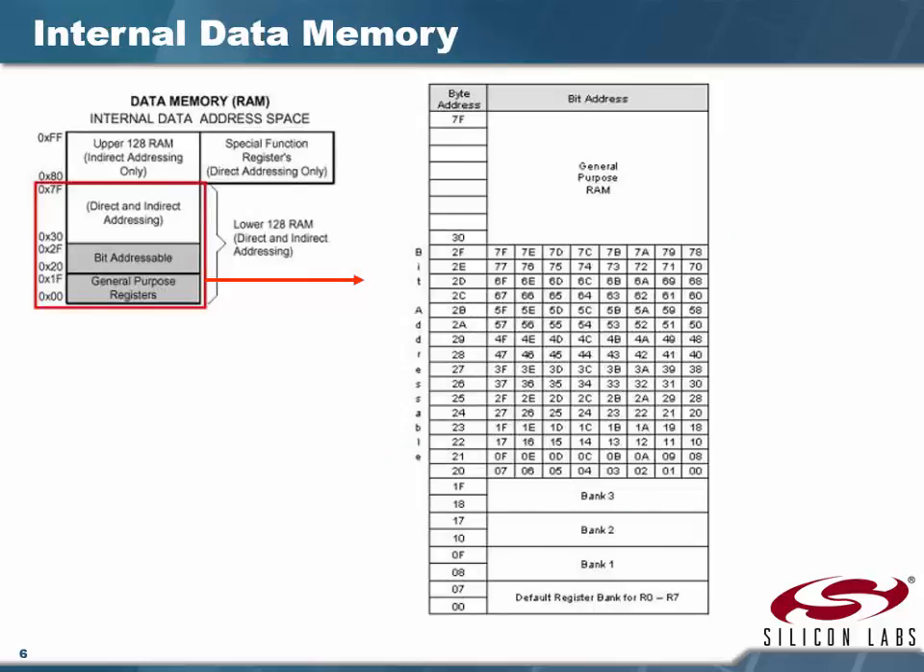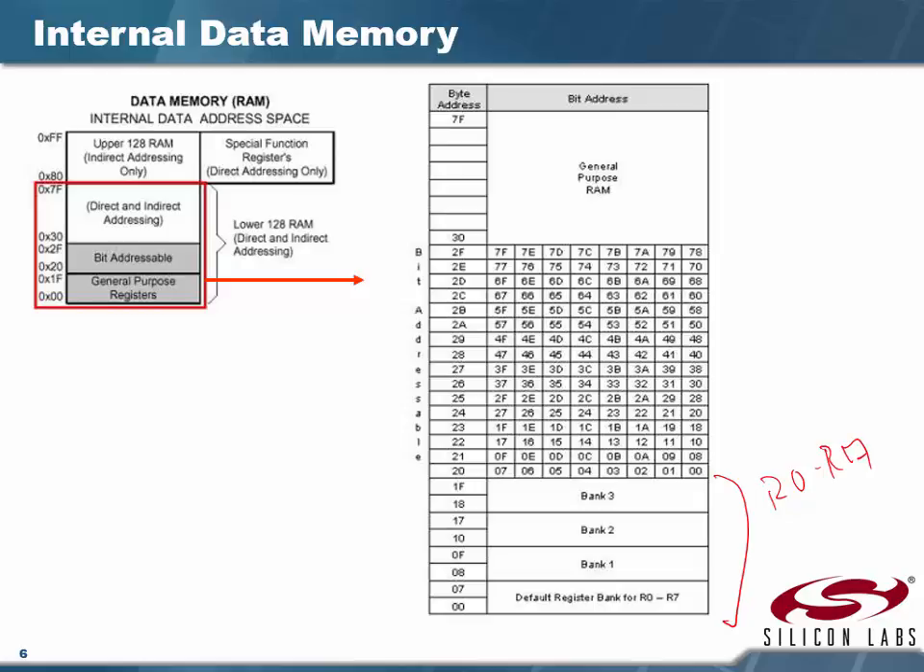So, okay, now we get into the internal data memory. This is that 256 bytes that we talked about. The 256 bytes goes from 00 to FF. Actually, this is the bottom 128 bytes, so this goes to 7F. And right here, this is R0 through R7.